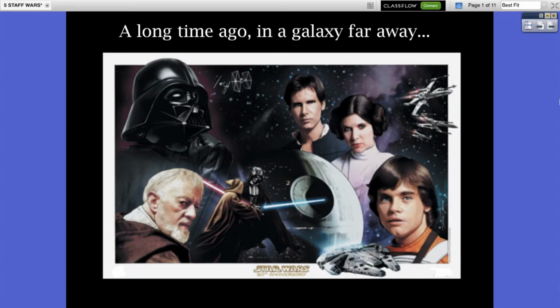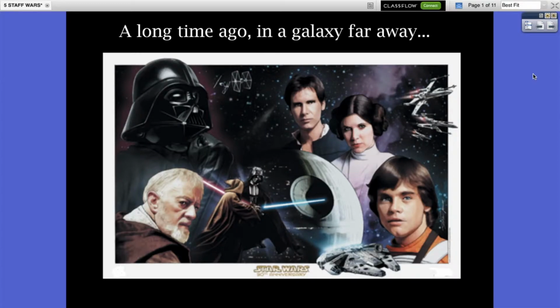And the first thing that we have to do is talk a little bit about Star Wars. It is a fictional story. There are, I think, a total of 11 movies that go along with Star Wars. And these are the main characters: Luke, Leia, Han Solo, Obi-Wan Kenobi, and Darth Vader. Definitely the bad guy. And here's Darth Vader fighting Obi-Wan Kenobi.